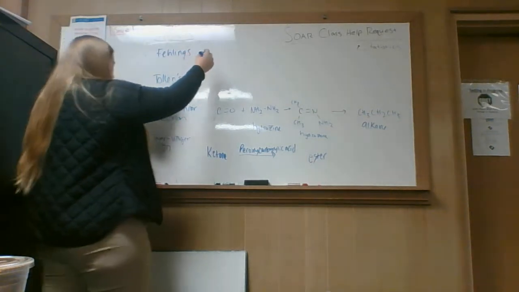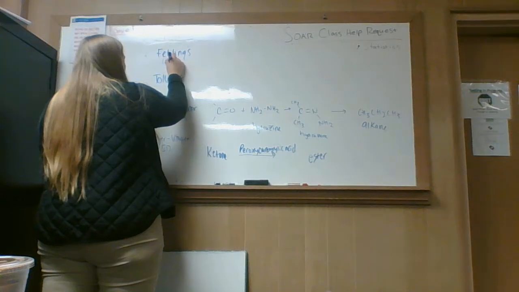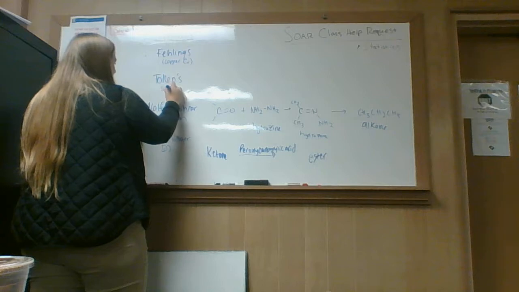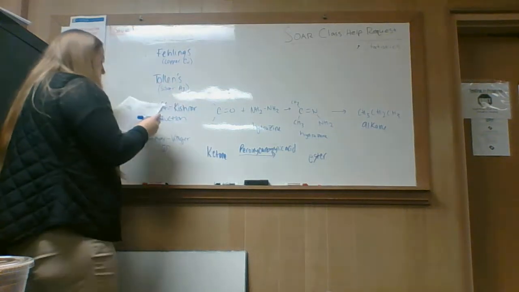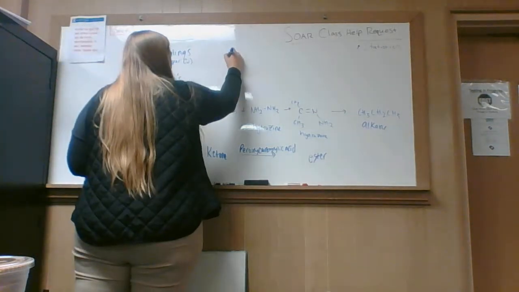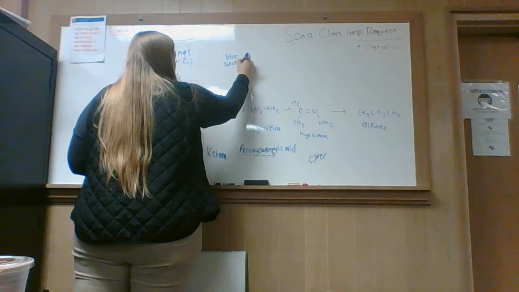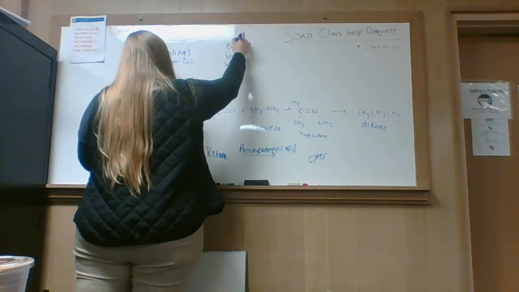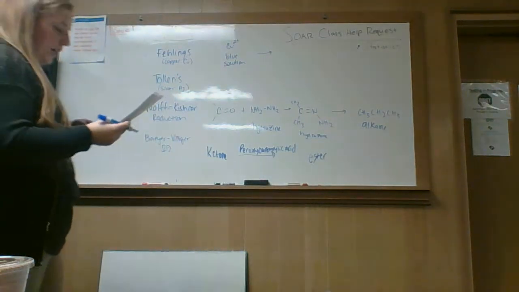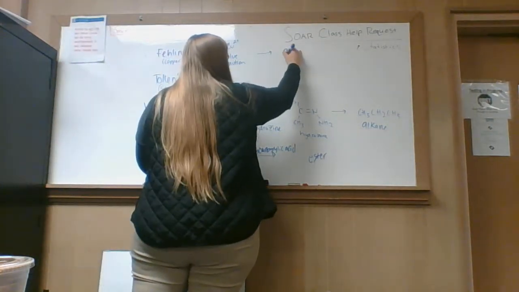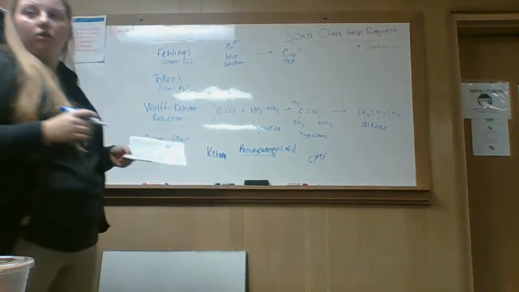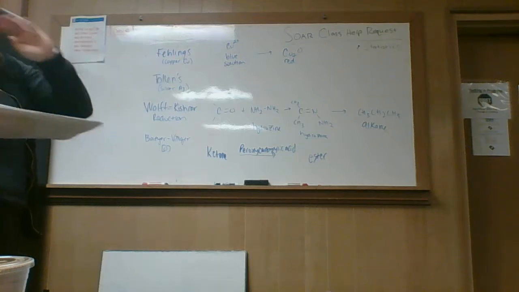With Fehling's, you're using copper, Cu. With Tollen's, you're using silver, Ag. Essentially, you start with a blue solution that has copper 2 in it. If there's an aldehyde present, it's going to react with that copper ion, and it's going to make copper oxide, which is a very, very dark red. So we go from blue to red.